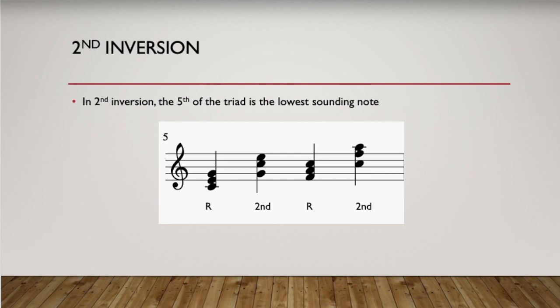So here is our root position C major triad. Here it is in second inversion. Again, here's the root. Here's second. Here's the root position F major. Here's second inversion. Here's the root. Here's second.